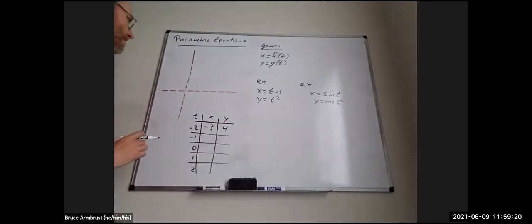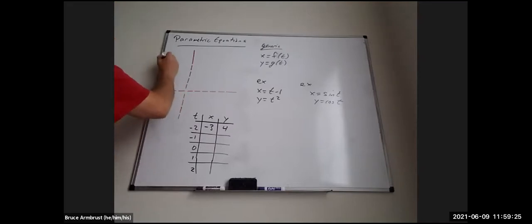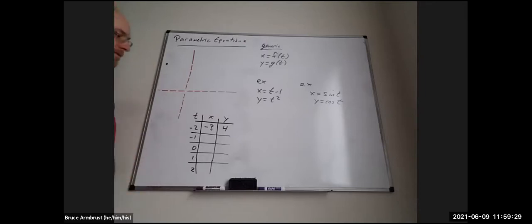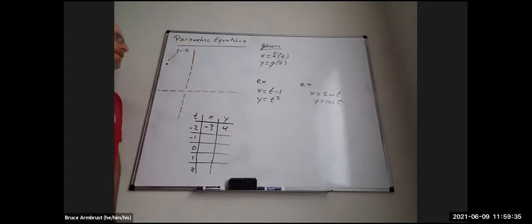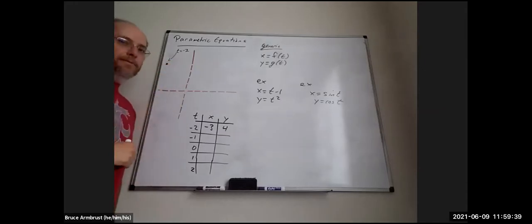So that means that there is a point on my graph at -3, 4. Well, that's this guy right here. And I'm going to go ahead and just put t equals -2 with an arrow, just to remind us where that one came from. That came from t equals -2.